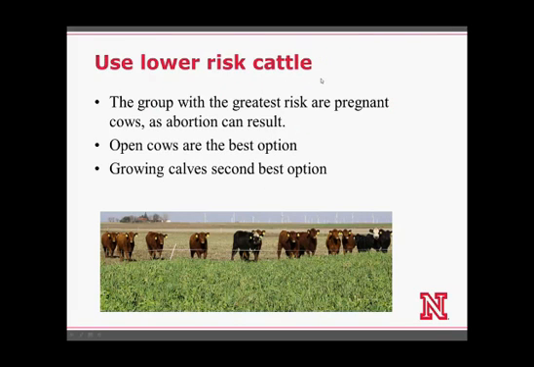The second key management practice is to use lower risk cattle. Pregnant cows are at greatest risk because the fetus is particularly susceptible to low oxygen and abortion can result. Thus, using open cows are the best option, followed by growing calves.